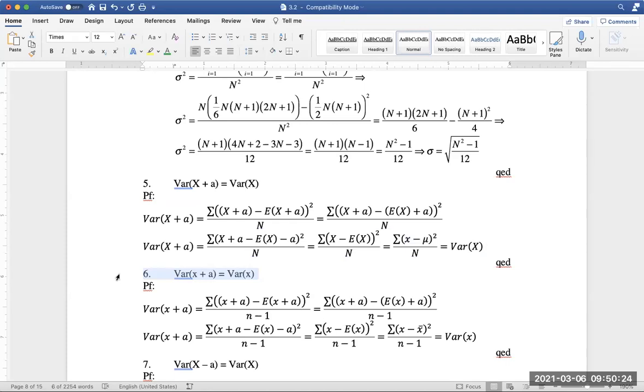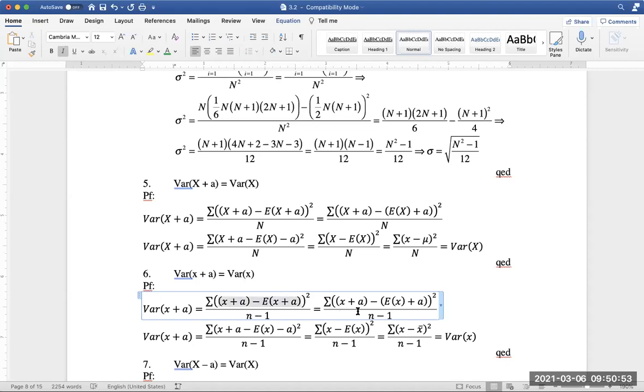Similarly, and it's really the same idea, the variance of x plus a for any constant a is the variance of x. So really the only difference is, well, changing uppercase to lowercase. Instead of having an n here at the bottom, I'll have an n minus 1 here at the bottom. So the variance of x plus a is the sum of x plus a minus expected value of x plus a, quantity squared, over n minus 1.